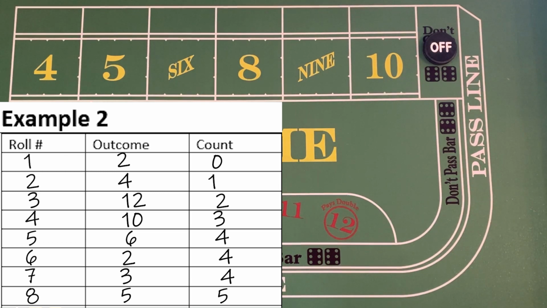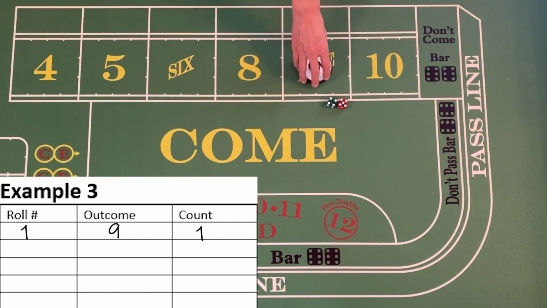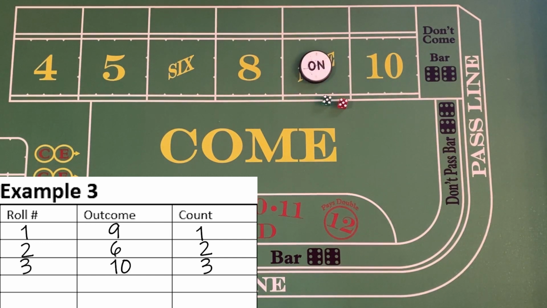Now let's give another example here. Let's say, for example, on the come out roll, the shooter throws a 9, he establishes a point. So the count is 1, and this was on the first roll. Let's say the second roll is now a 6. So now rolls 2, 3, and 4, regardless of the outcome, are counts 2, 3, and 4. So the second roll is a 6, the count would be 2.